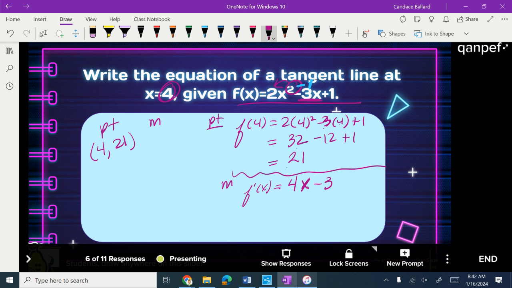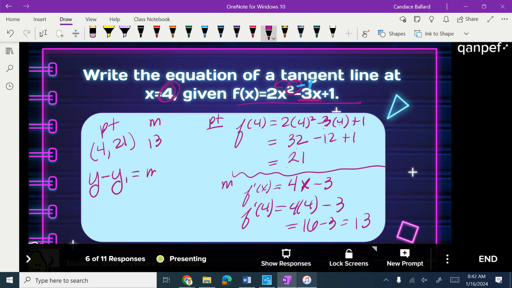How do I find the number? I got to plug in the 4 again. So f prime of 4 equals 4 times 4 minus 3. What's 4 times 4? 16 minus 3 is 13. So I know my point is (4, 21). My slope is 13. I have to go into this equation. You have to have this equation memorized. You should have it from previous years, though I'm not sure every Algebra 1 teacher teaches it this way.